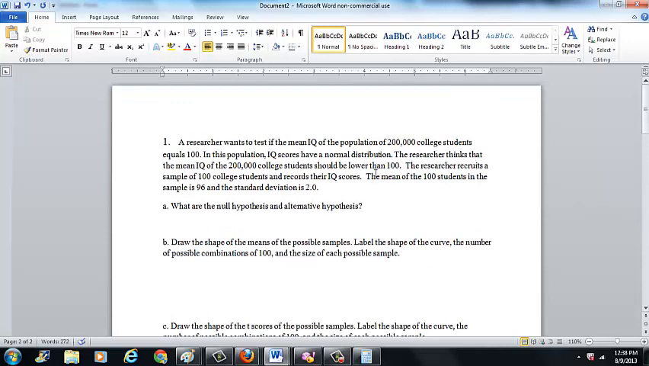This is another version of the same type of question. It says a researcher wants to test if the mean IQ of that same population equals 100. But in this question, it says the researcher thinks that the mean IQ of the population is lower than 100. Everything else is still the same. The researcher recruits a sample of 100 students, and, well, actually, it's not totally the same, because the mean of the 100 people came out to 96 in this example.